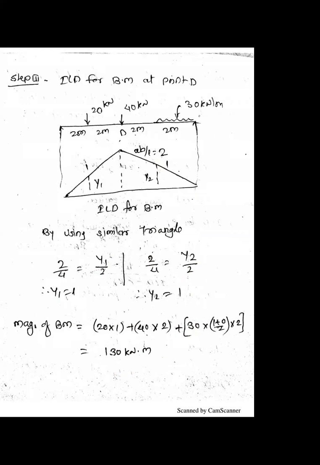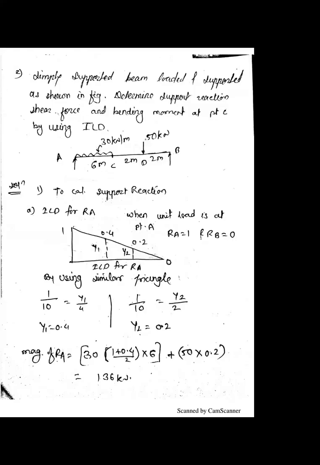Those who have difficulty, then see the next numerical carefully. Same question is there. Okay. Determine support reaction, shear force, bending moment. Again, see here, the section is given: shear force and bending moment at point C. So this is point C. At point C, we have to calculate shear force and bending moment. Okay.